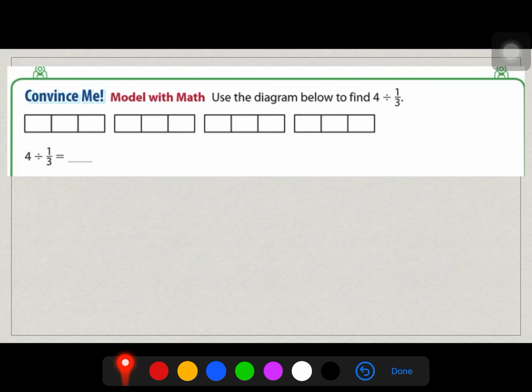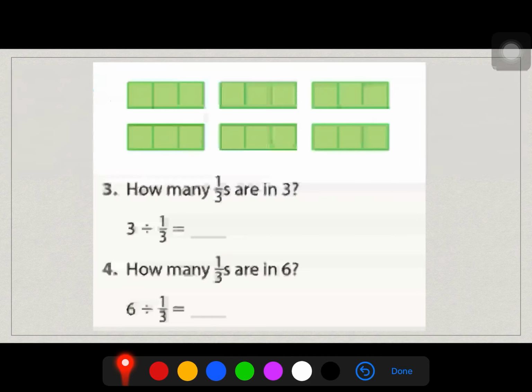Go ahead and convince me. You can use that diagram. What is 4 being divided into thirds? I know you have this. You are so smart, and I'm so proud of you.